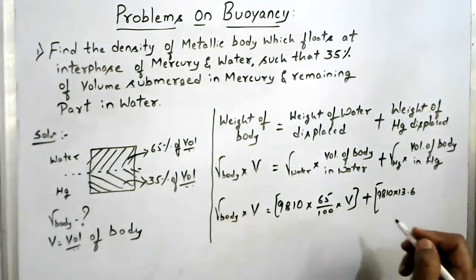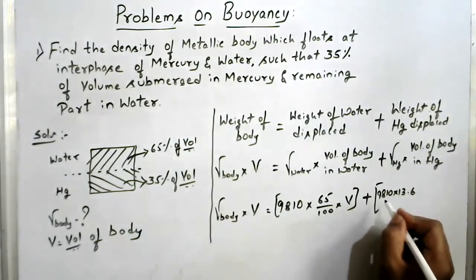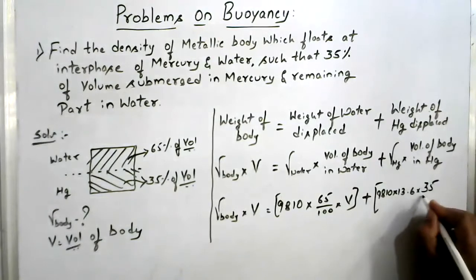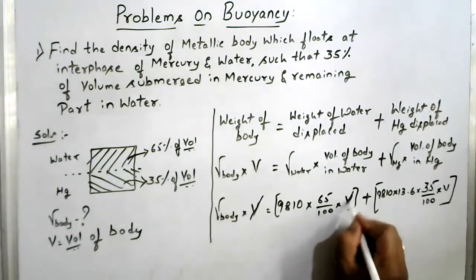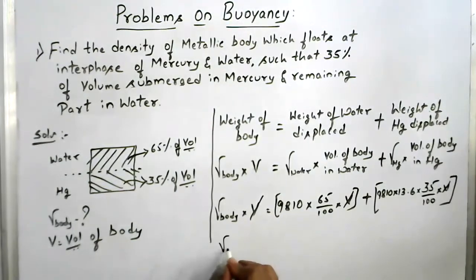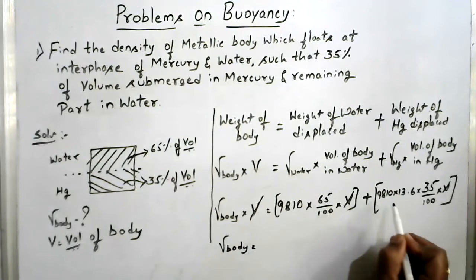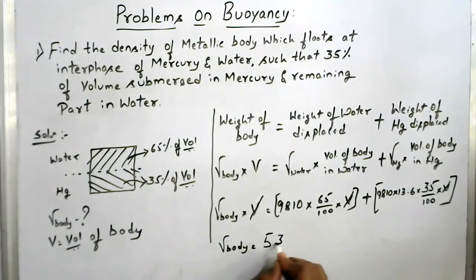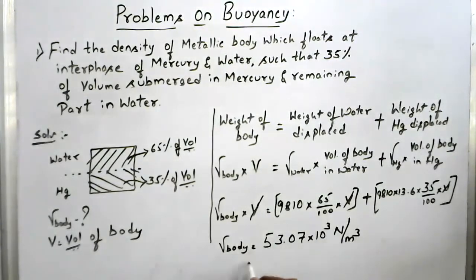The density of any material is nothing but the specific gravity of that material multiplied by 9810, the density of water. That multiplied by volume, 35 divided by 100 into V. Now this V cancels. Therefore, the gamma of the body, if you simplify 9810 into 65 by 100 plus 9810 into 13.6 into 35 by 100, works out to be 53.07 into 10 to the power of 3 Newton per meter cube. This is the answer.